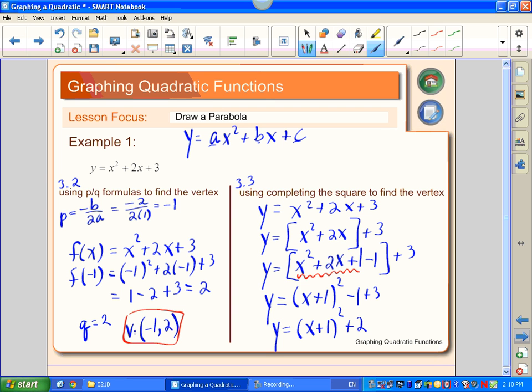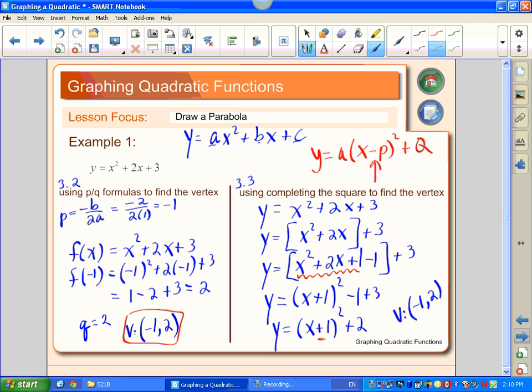So y is equal to x plus 1 squared plus 2. And when I go to identify my vertex, it is negative 1, 2, remembering that the sign changes. So if I'm looking at it in vertex form, y is equal to a times x minus p squared plus q. Right, so it has that negative. So if there's a plus, it means subtract a negative.